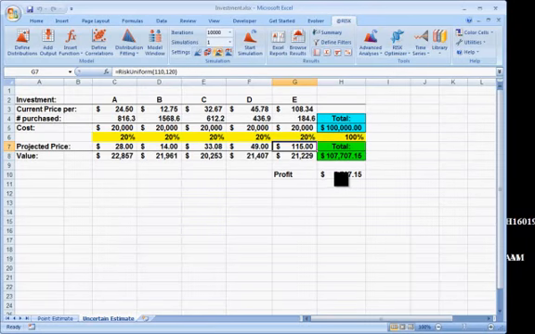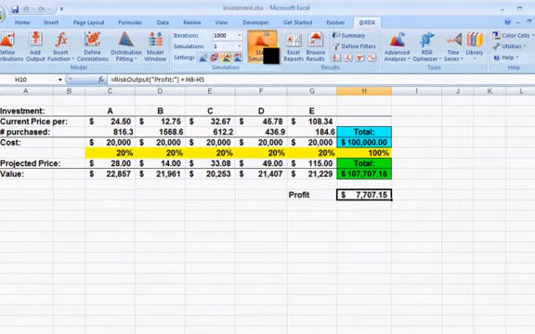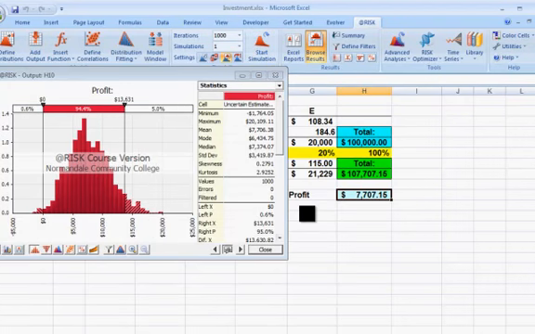Now the profit is not a number, it is a distribution. Let's run a quick simulation so you can see what that would be. I'll reduce the number of iterations to maybe 1,000. And @RISK is telling us that this is what it thinks the distribution of profits is going to be like. Looks like there's only a 0.6% chance of losing money. Seems to be pretty close to a normal distribution, maybe skewed a little bit to the right, with a mean of just over $7,700, standard deviation of about $3,400.